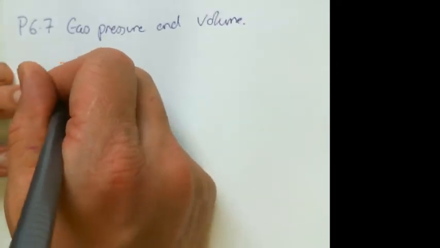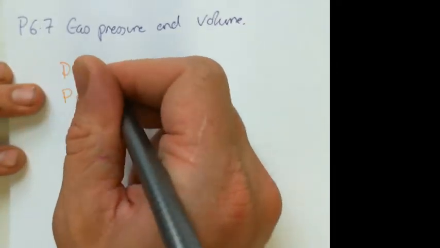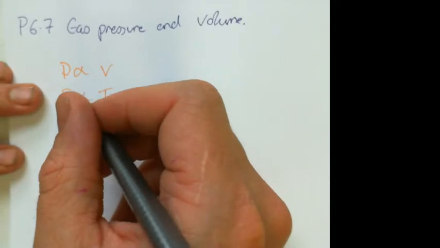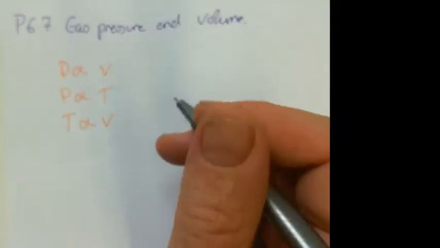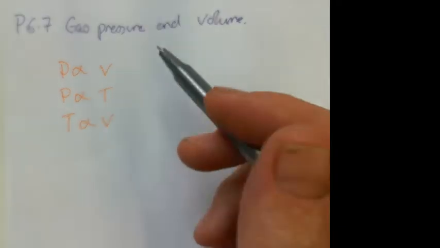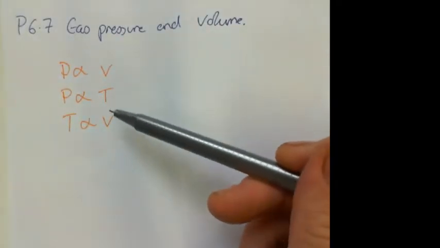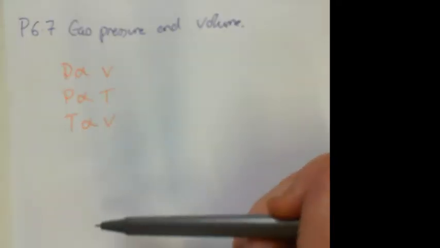We also know that pressure is proportional to temperature, so long as volume is constant. And we know that temperature is proportional to volume, so long as the pressure is constant, okay? So all of these three things are linked, and these are known as the pressure laws.